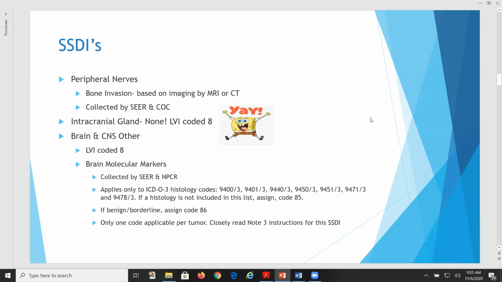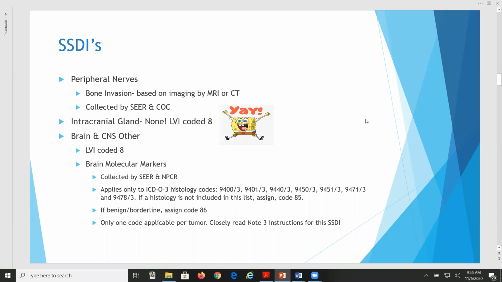Our SSDIs. For peripheral nerves, we only have one SSDI, and that is bone invasion, and this is based on imaging by MRI or CT. This SSDI for peripheral nerves is required by SEER and COC. For intracranial gland, we don't have any. Just remember that our lymphovascular invasion code is always coded as the default code of 8. Brain and CNS other, we also have our lymphovascular invasion coded as the default code of 8.